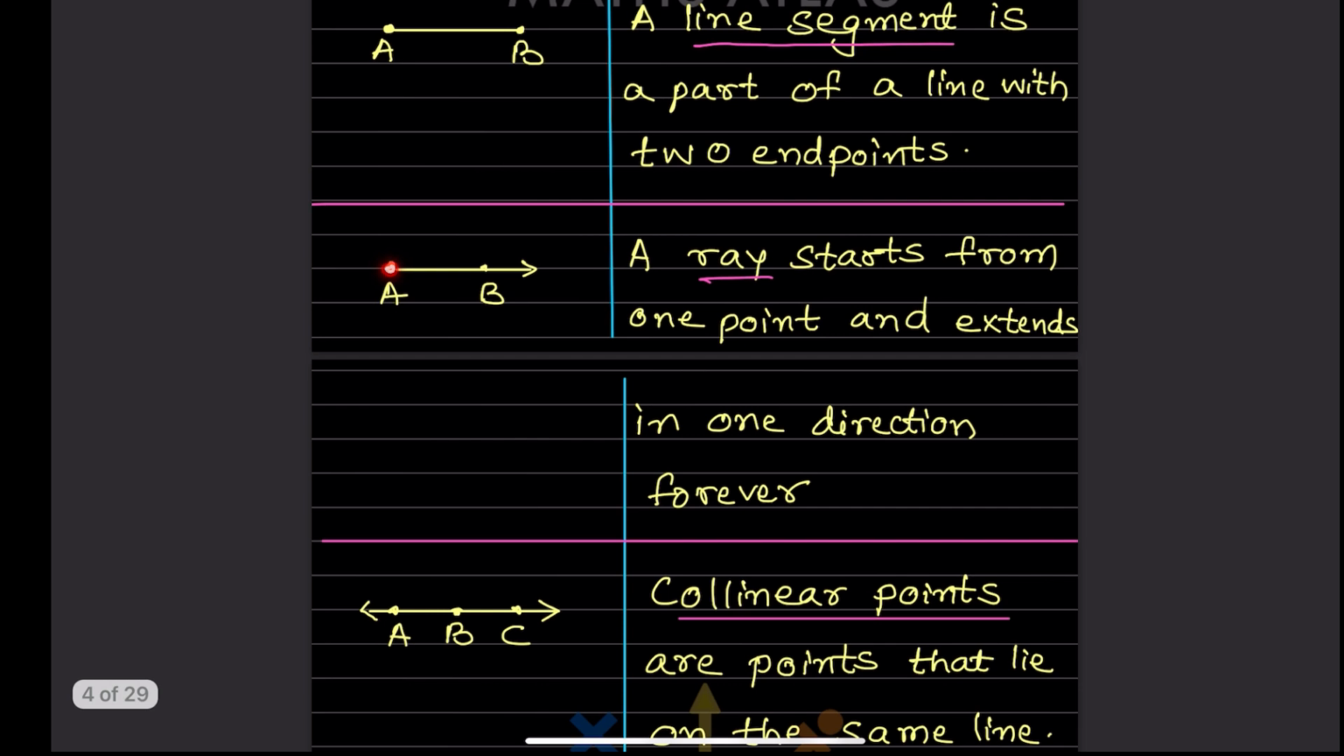Now in the next one we can see there is a fixed point over here and there is an arrow here. This is called a ray. A ray starts from one point and extends in one direction forever. Wherever there is an arrow, it can go till infinity, but here this point is fixed.